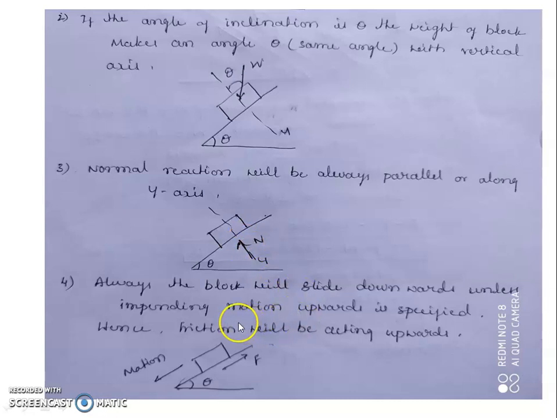Next, the block will always try to slide because it is placed on an inclined plane. The block will always try to slide downwards, hence the motion of the block is downward unless an impending motion upwards is specified. In the problem they will specify whether the impending motion is upside or downside. Unless it specifies this, the block always moves in the downward direction. Hence my friction is generated opposite to the movement of the block, that is, in the upward direction.